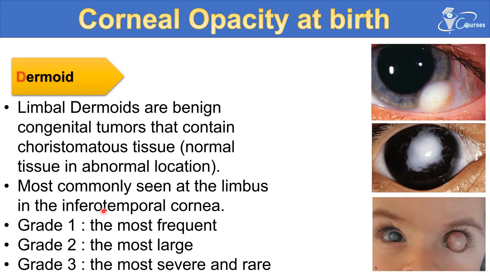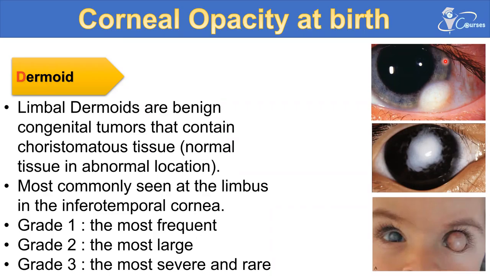So this will be the other most common location. Mostly it is present at the limbus and the infratemporal region of the cornea. It can be classified into different grades. Grade 1 is the most common, in which it will be present at the limbus or infratemporal region, as a mass usually around 5 millimeters in diameter or less. Usually it is limbal or epibulbar, and it can sometimes be associated with Goldenhar syndrome that we talked about last time.